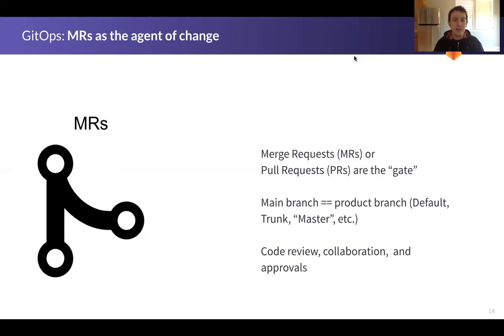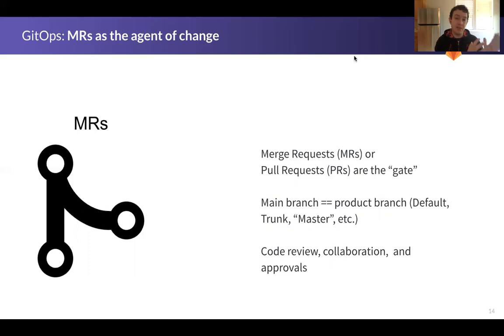Next, we are going to be using merge requests as our agent of change. Within GitLab, we call the concept of requesting to merge one branch into another a merge request. In other tools, it's called a pull request. But whether you use MR or PR, the power of GitOps is that you are structuring your branching strategy in such a way that your main branch becomes your production branch. Some folks call this default or trunk, or historically known as the master branch. But the idea is you have one branch that is your main production branch or your main environment branch.